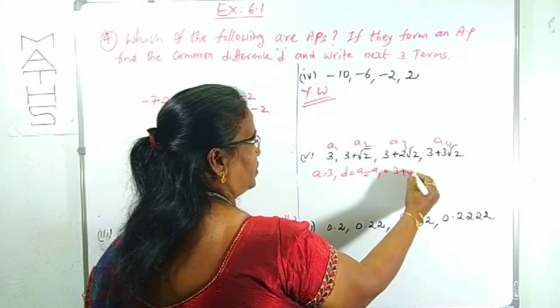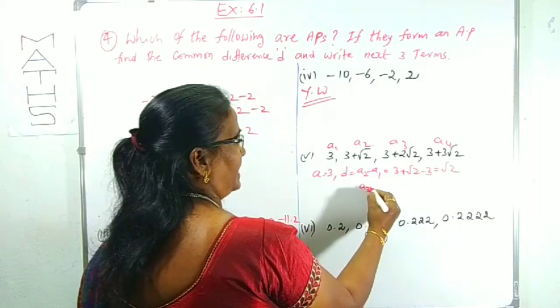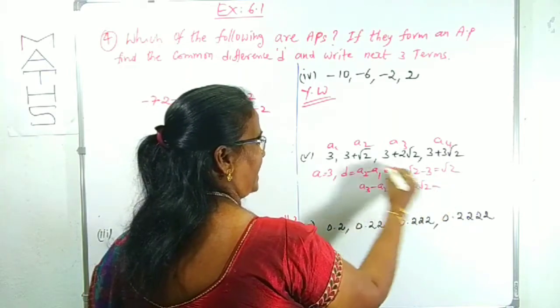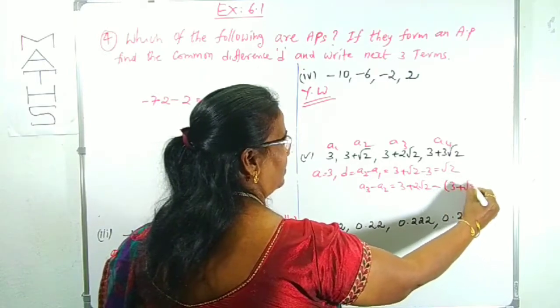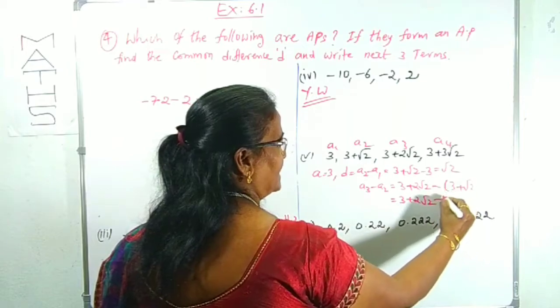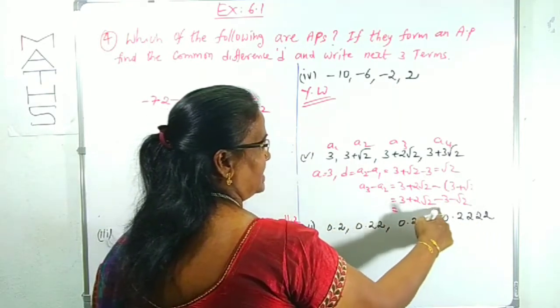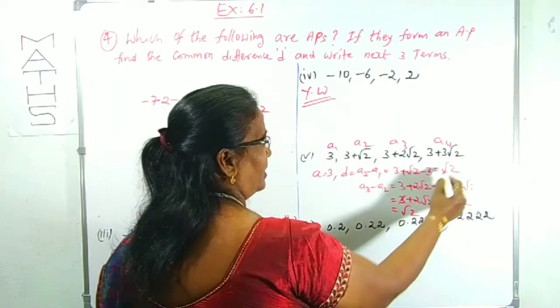That is 3 plus root 2 with the minus 3. That is root 2, right? Now A3 minus A2 I am doing. 3 plus 2 root 2 with the minus of 3 plus root 2. What happened? 3 plus 2 root 2 with the minus 3 minus root 2. You know 3 cancels. 2 root 2 minus root 2 is root 2. Yes, we got the root here.